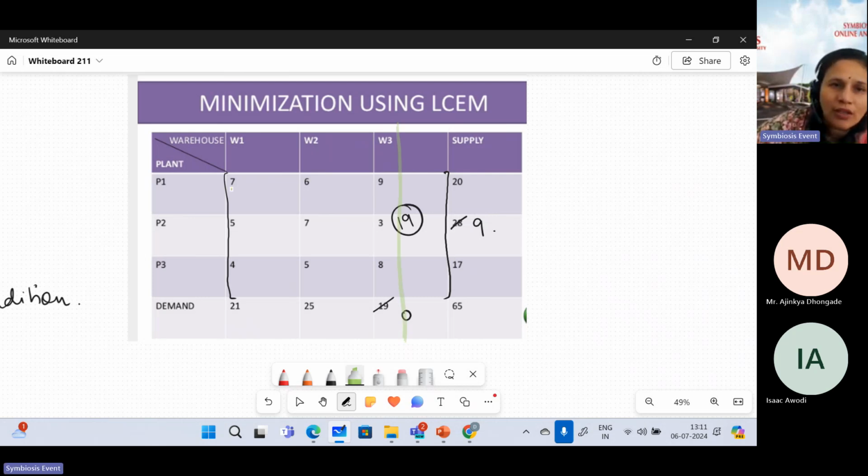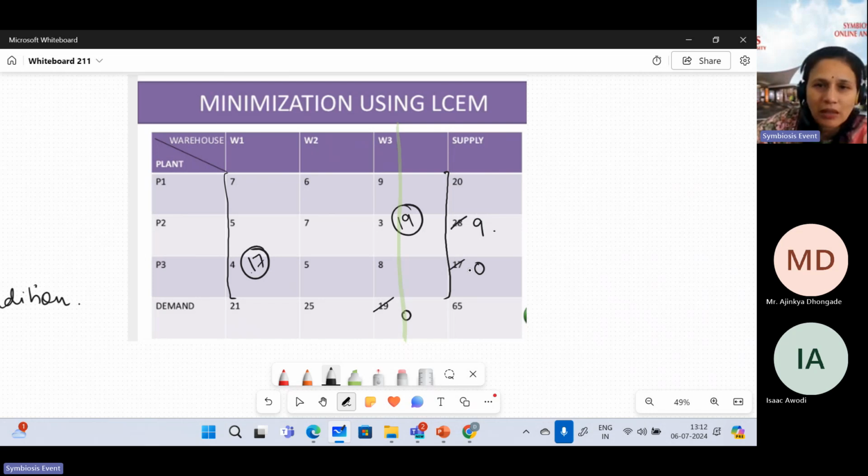Now whatever figure is left with me is nothing but three rows and 2 columns. The minimum value is 4, so I'll make the allocation at this 4. 21 and 17 are the demand and supply values. Whichever is smaller, I'll make the allocation. So this 17 becomes 0. What does 17 becoming 0 indicate?